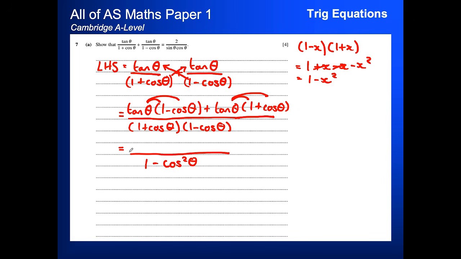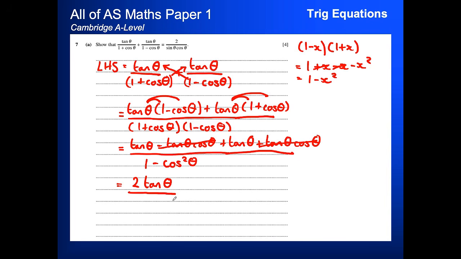Here at the top, however, we have a more straightforward multiplying out a single bracket. So tan theta times 1 is just tan theta. Tan theta times minus cos theta is just minus tan theta cos theta. And then here we just get plus tan theta and then plus tan theta cos theta. And something very nice has happened here. We've got a plus tan theta cos theta, we have a minus tan theta cos theta, so these two things cancel, very helpful. And we get tan theta plus tan theta, which is 2 tan theta.